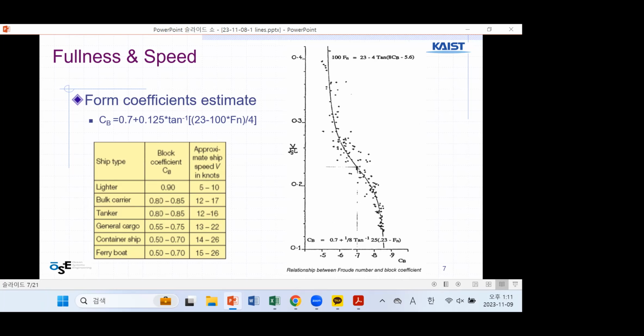So for this curve, maybe you can find the equation from statistics software. And for ship types, from a bulk carrier, tanker, general cargo ship, container ship, to ferry boat, the block coefficient range is reducing, and then the ship speed in knots is increasing.